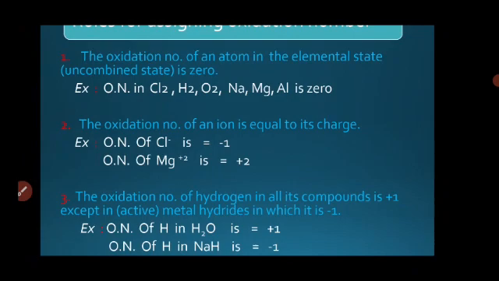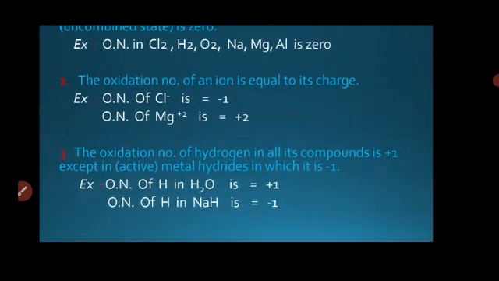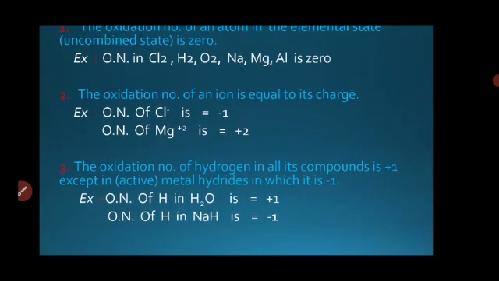Whatever charge we write on the top is its oxidation number. So example is oxidation number of Cl⁻ is -1, oxidation number of Mg²⁺ is +2. Okay. Third rule, the oxidation number of hydrogen in all its compounds is +1 except in active metal hydrides. So whenever it forms metal hydrides, it is -1. So here the examples are given. Metal hydride like sodium hydride, NaH, it is -1.